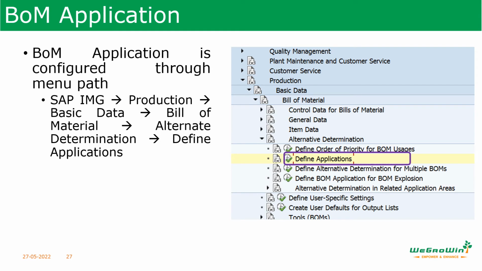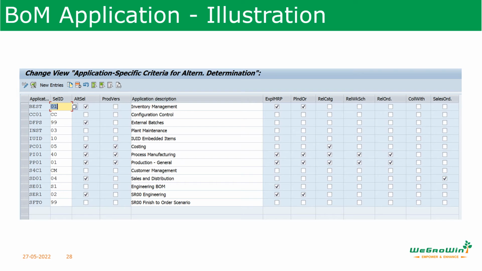BOM application controls usage of the bill of material in the specific areas. For example, MRP run and cost estimation calculation will use the BOM for the respective BOM application. Menu path is shown here. BOM display at multi-levels using transaction CS12 can be done for different BOM applications.